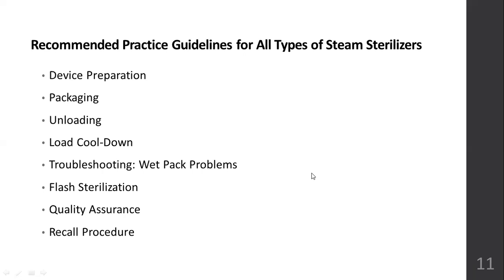Then unloading. While unloading, you have to cool down the article. While unloading, you have to check the chemical indicator and microbiological indicator to see if the autoclave was successful or not. Make sure that nothing falls off while unloading is done. Then load cool down, specifically when it is a hot air oven.